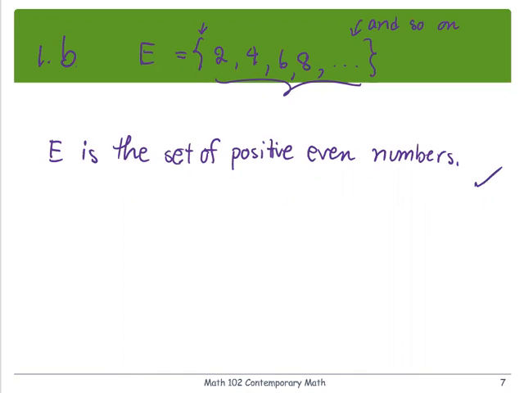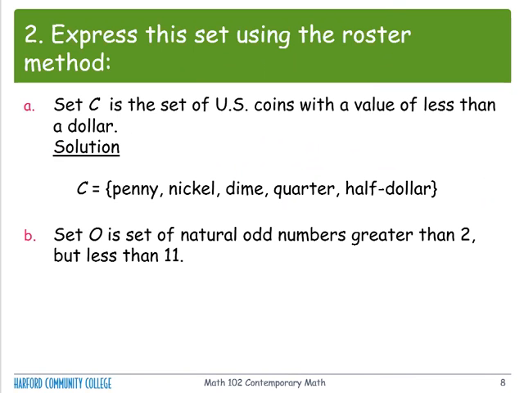Okay, and then the next example, we're going to express this set using the roster method. Now we're going to put in list form what we are provided. They are in the word description form. So given as a word description form, the word description method. As you see, the name of the set is C.